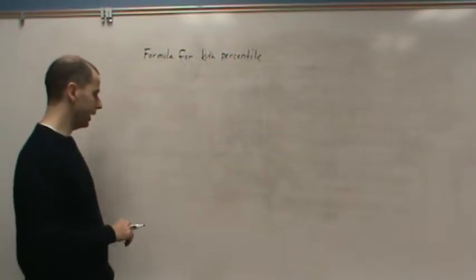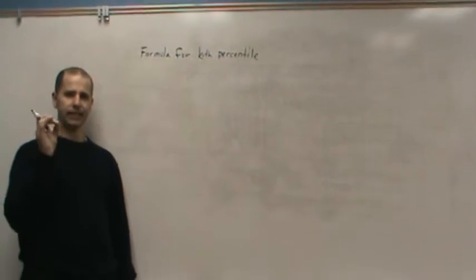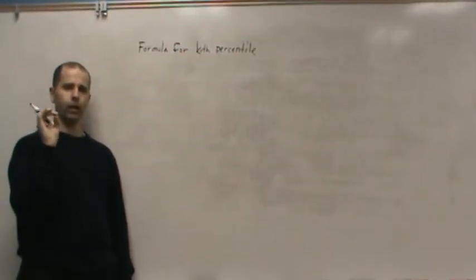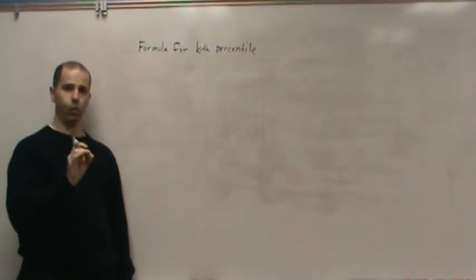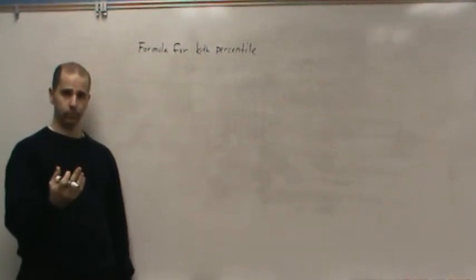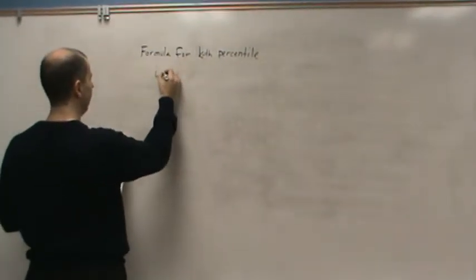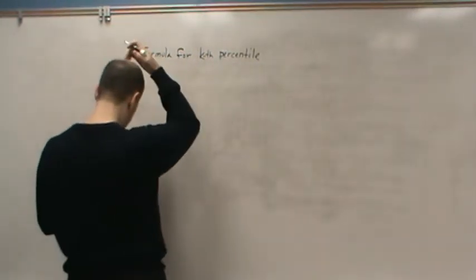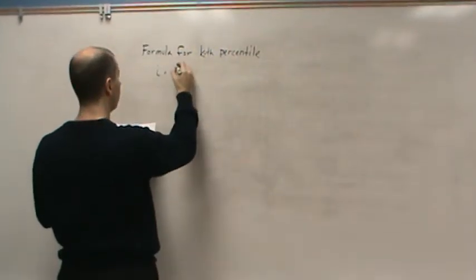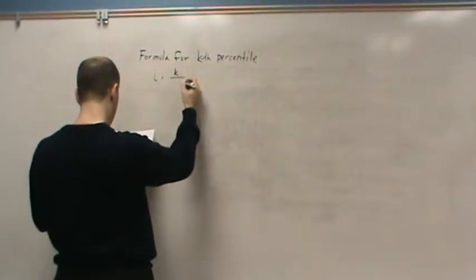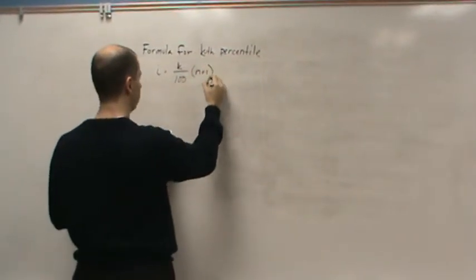So again, all we're going to think about is the definition of a percentile. It's where that percentage of values falls at or below the given value. Okay, keep that in mind. So here's the formula. So i equals k divided by 100 times n plus 1.